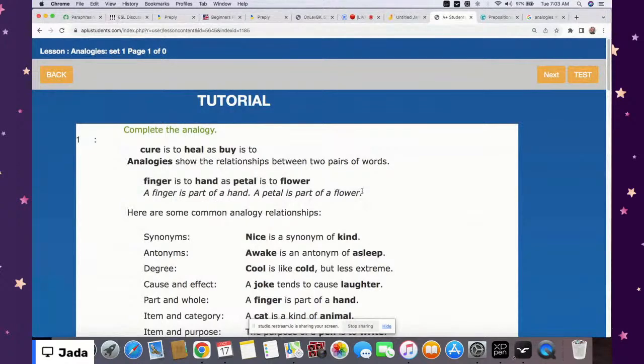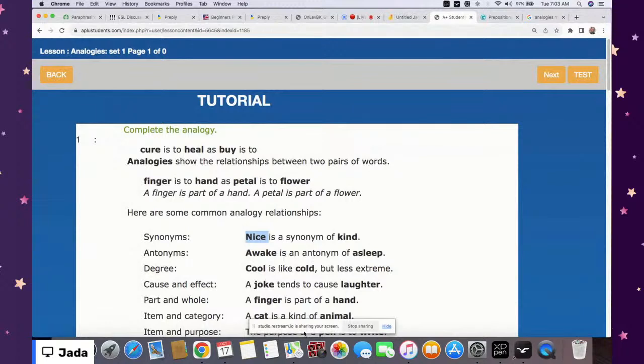Just like when you have a mother or father and it's to child, right? Because the mother has the baby, so mother to child, father to child, like that. Yeah, so that's it. Here are some common analogy relationships. So we have synonyms. Nice is a synonym of kind. So nice goes with kind, they're synonyms. And then antonyms: awake is to asleep, right? Because once you're awake, the opposite is asleep. So that's an analogy.